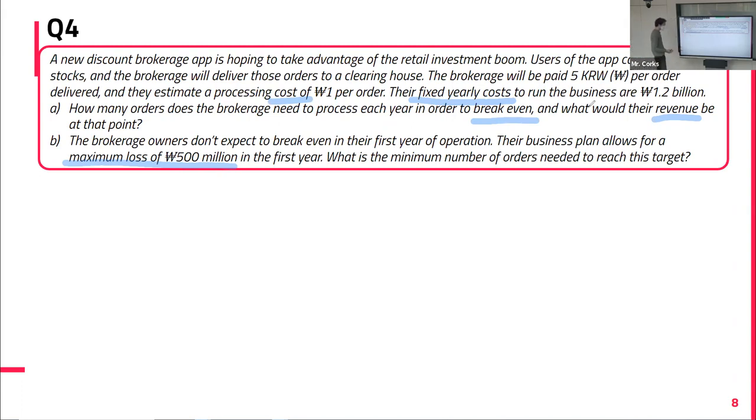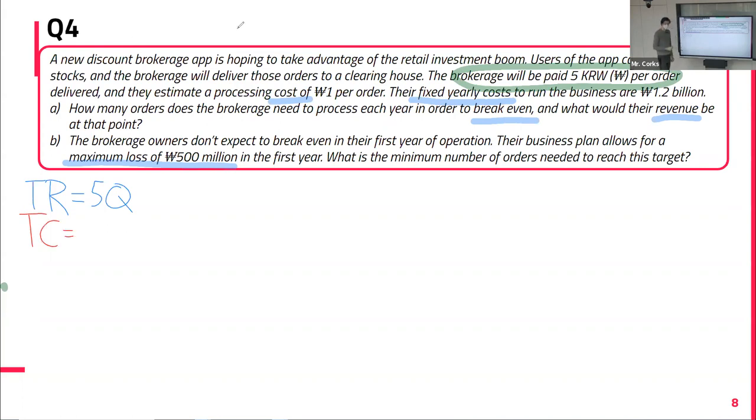Okay, so break-even problems, what do we need? Total revenue, okay. What's our total revenue? 5Q. So the money that they're earning here, they get 5 won per order, 5 Korean won per order. It's a very small amount of money, but it's just like some digital app processing payment. So total revenue, 5Q.